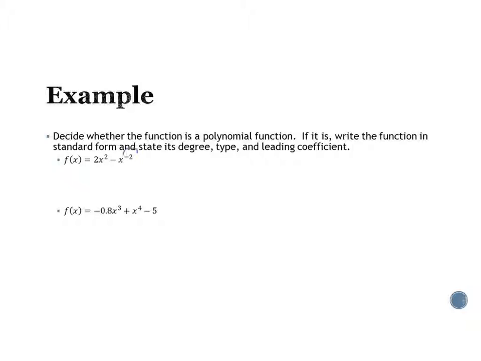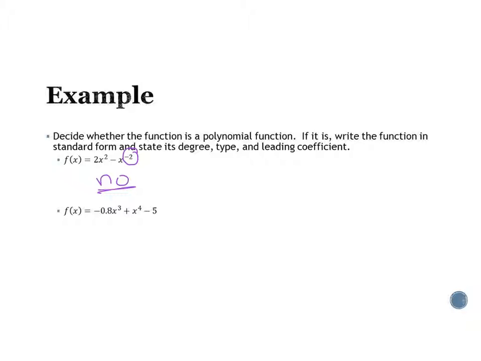Well, it's not, and it's not because it has a negative exponent. So is it a polynomial? No. What about the second one? Is it a polynomial? So your two checks are, does it have whole number exponents, and are the coefficients real? And 0.8 is a real number.